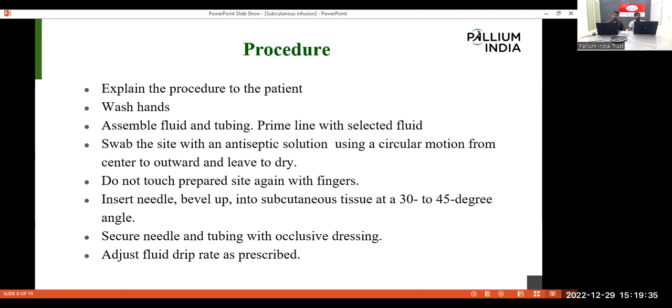For securing, we will use the plaster. Mainly, we use a micropore only. Paper plaster we will use for fixing that SV set on the pricked, selected area for securing. Then adjust the fluid drip as per the prescription by the doctor. We will adjust the drip fluid rate also.